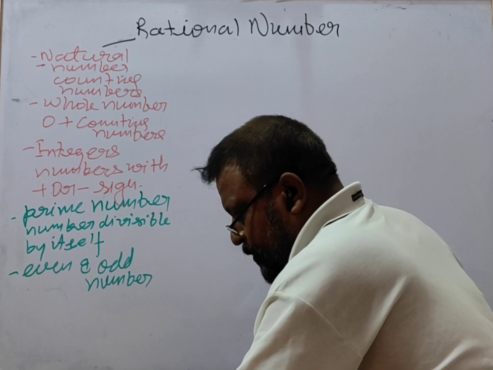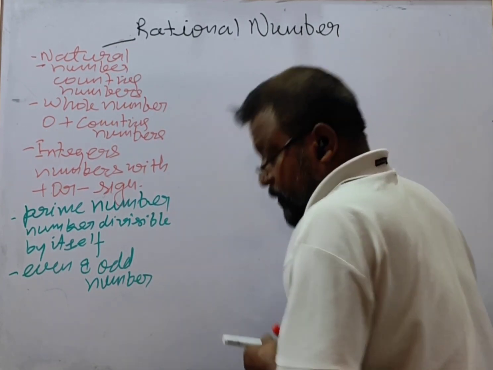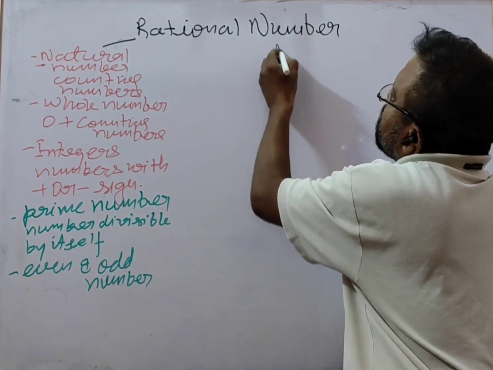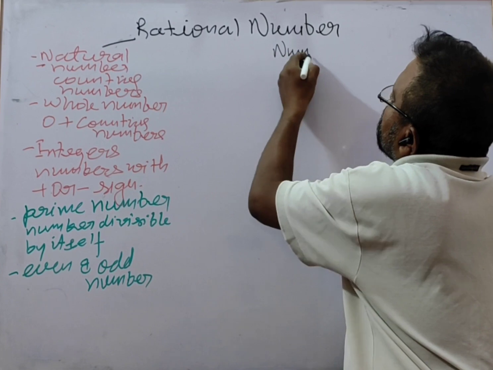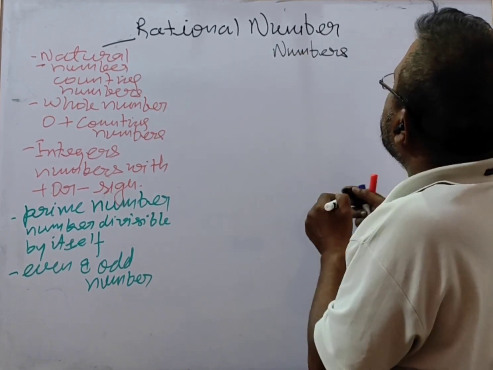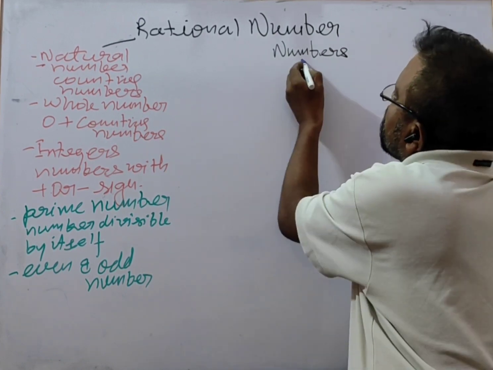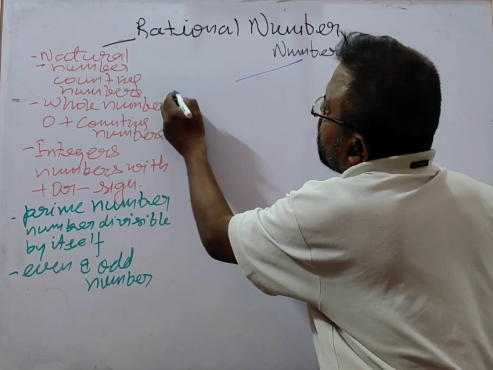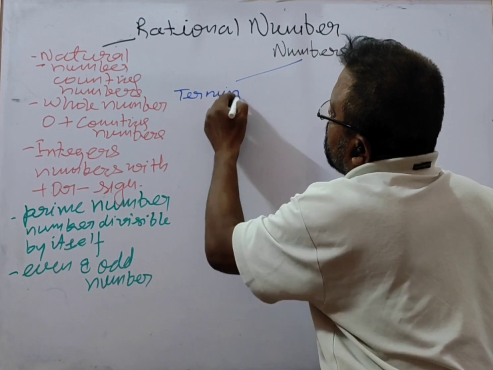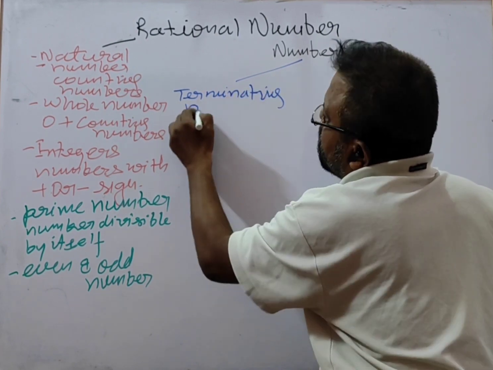Now we are going to divide numbers in two parts. One is terminating numbers. Terminating numbers. What is it?